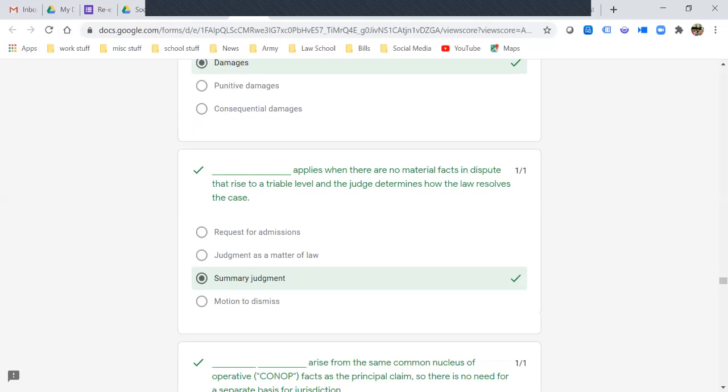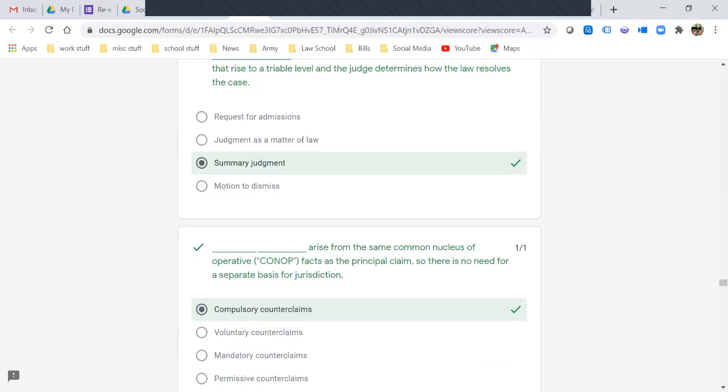Summary judgment applies when there are no material facts in dispute that rise to a triable level and the judge determines how the law resolves the case. Again, another good definition.